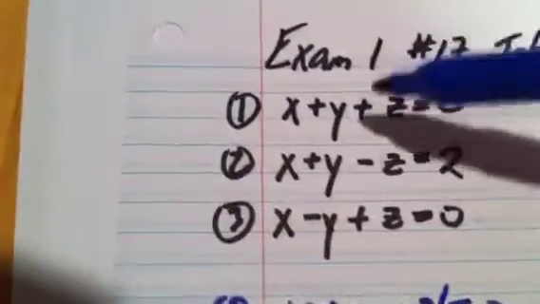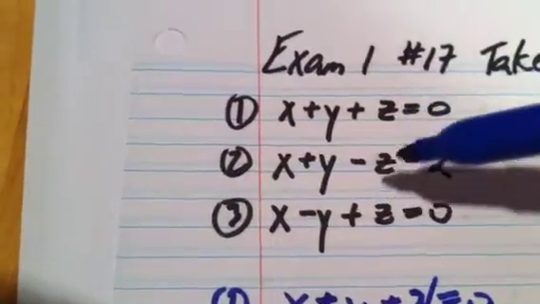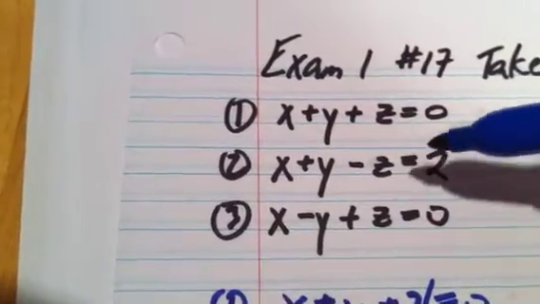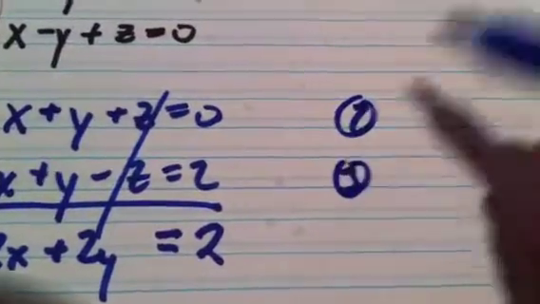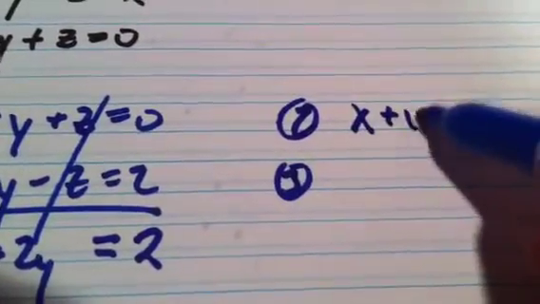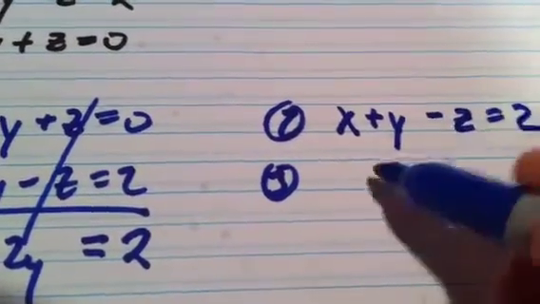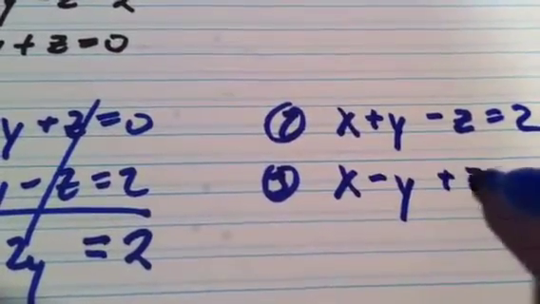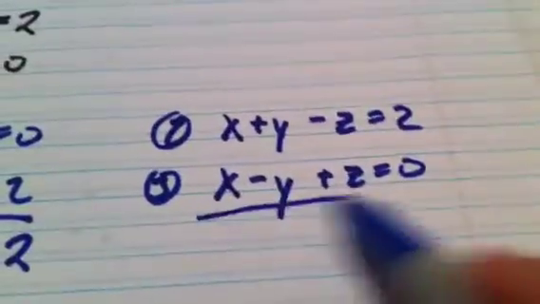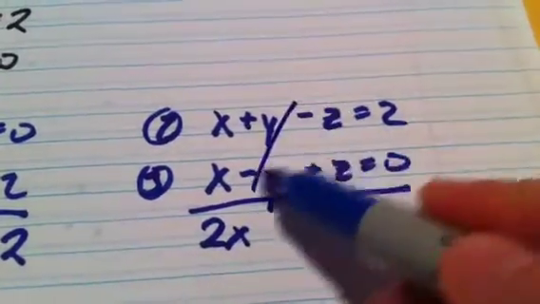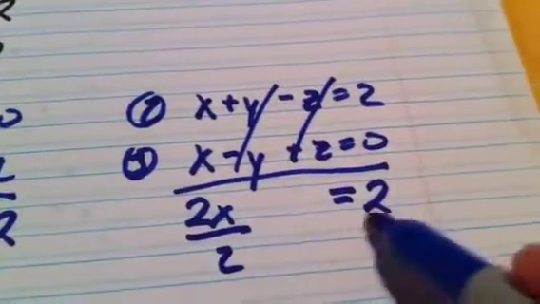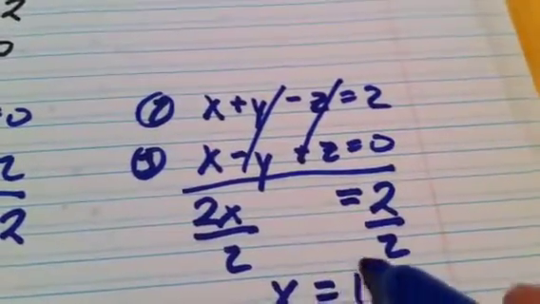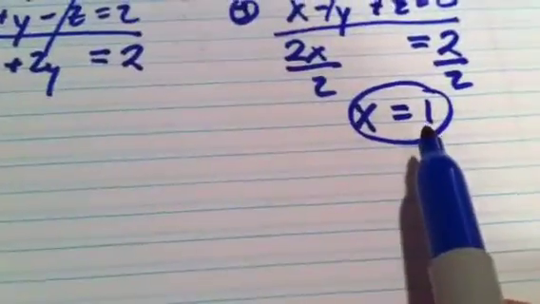Then I need to do it again. If I eliminated the z's the first time, I've got to do it again the second time. So I'm looking at equations 2 and 3. If I add those two together, that'll do it. Rewriting equations 2 and 3, I get x plus y minus z equals 2, and x minus y plus z equals 0. Adding these, I get 2x, those go away, and those go away, equals 2. Divide both sides by 2, and you get that x equals 1, which is very nice.